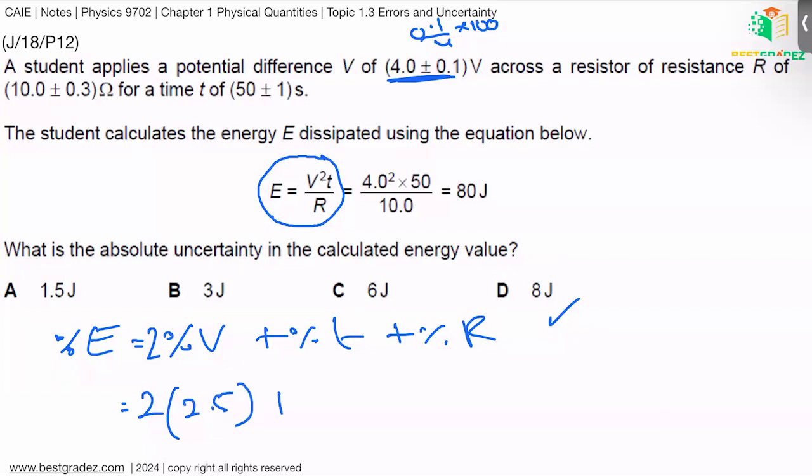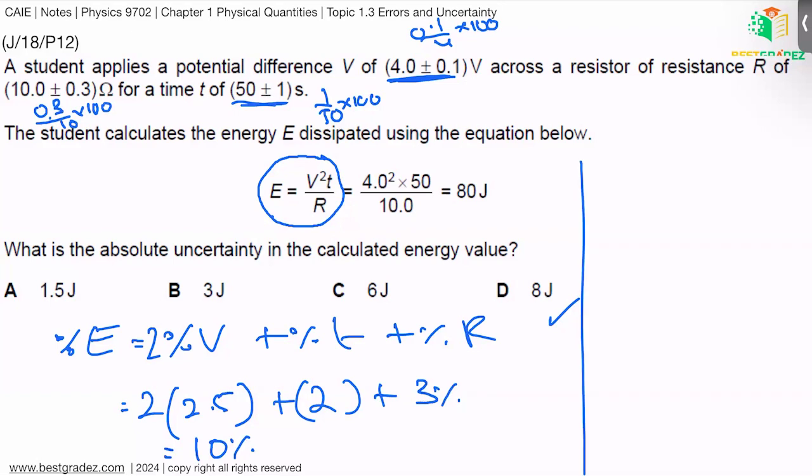2.5, right. And what about percentage T? 1 by 50 into 100. That comes to 2. And percentage R is 3%. Okay. 0.3 by 10 into 100, 3%. So what is this coming to? 5 plus 5. Is it 10%? Right? Does anyone have a question on this? This is 10%. But that is not the question.